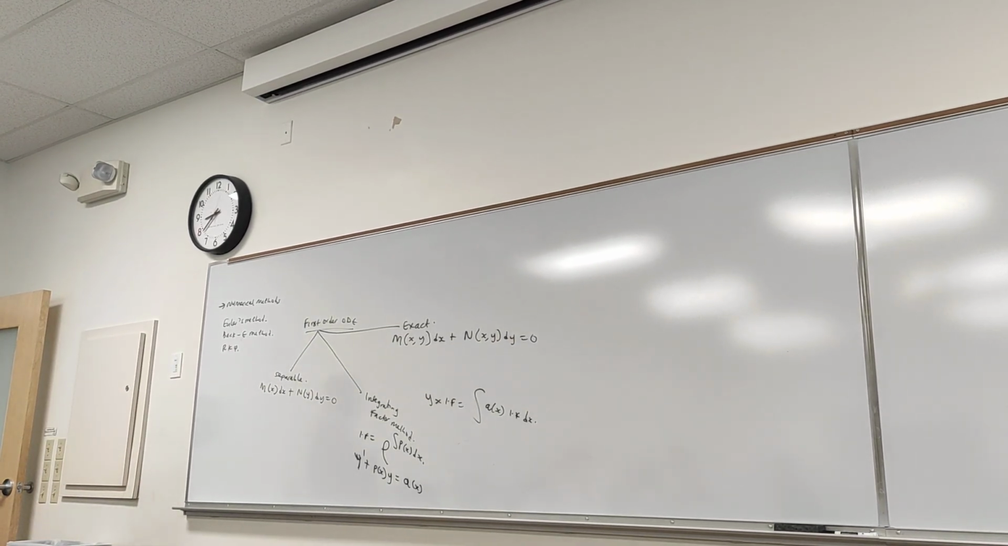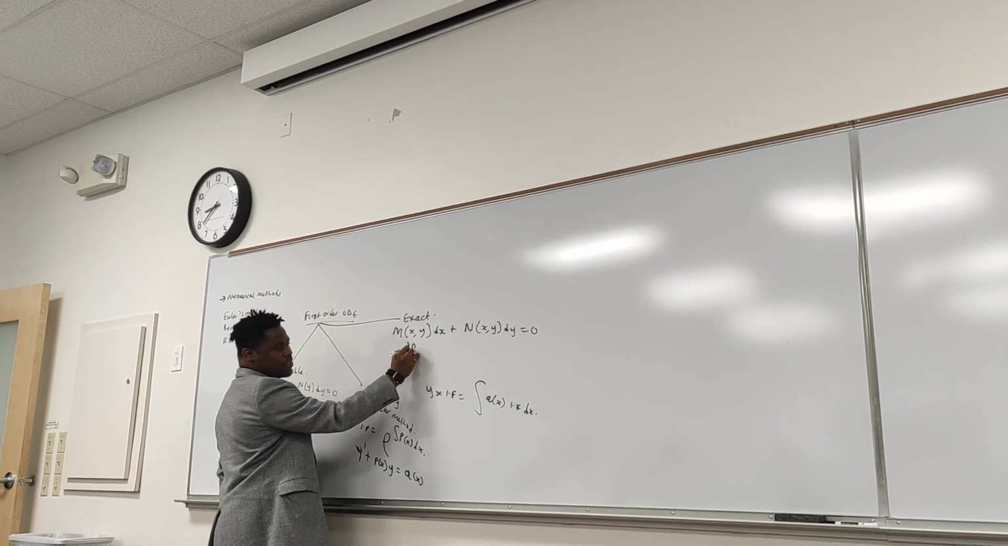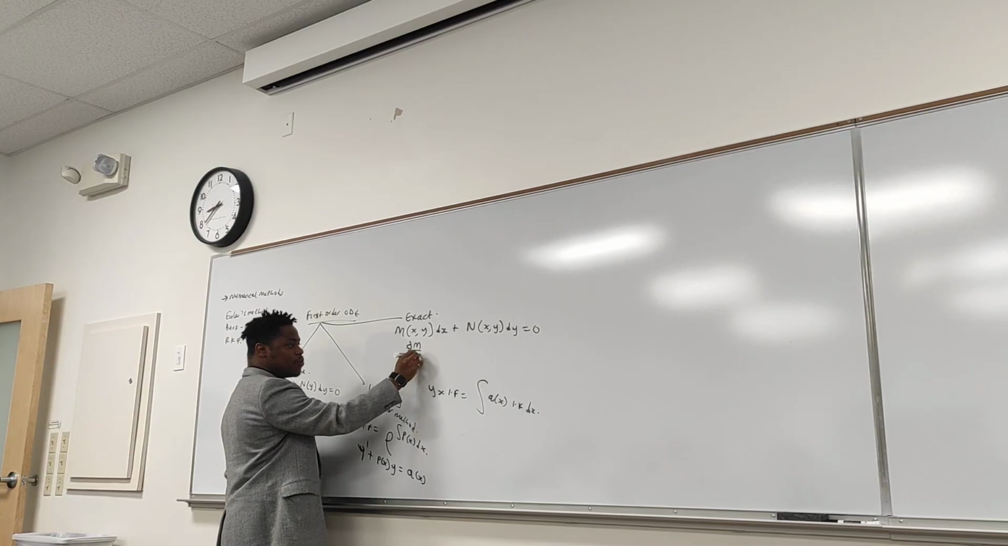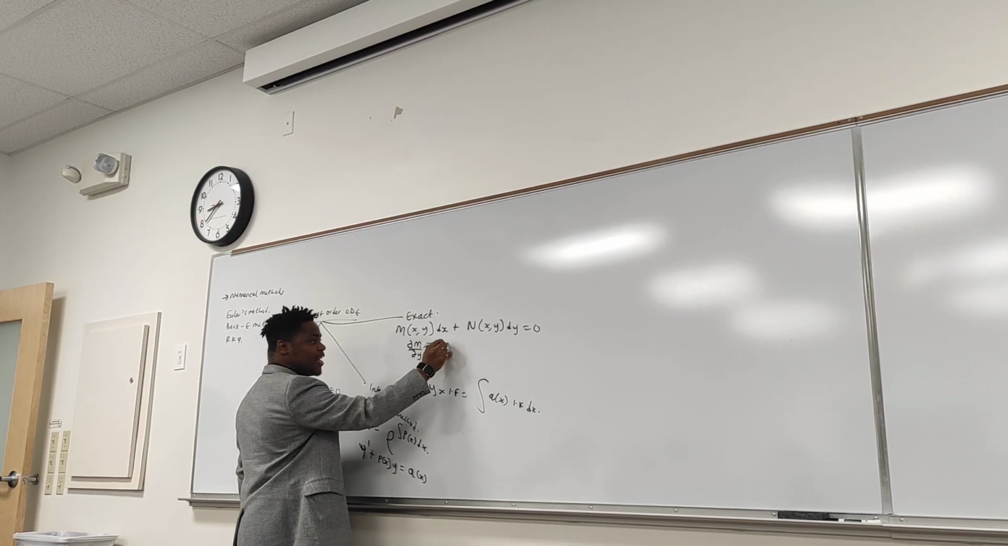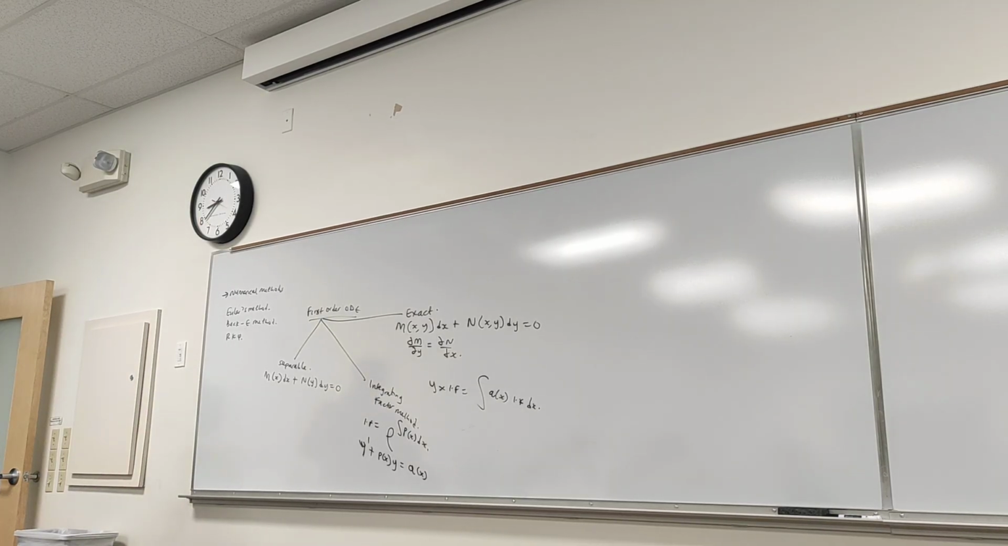If this is the general form, if both the partial derivatives are equal to each other. The M, is that what you're saying? The dM/dy equals the dN/dx. Does that make sense? And what will be the solution?